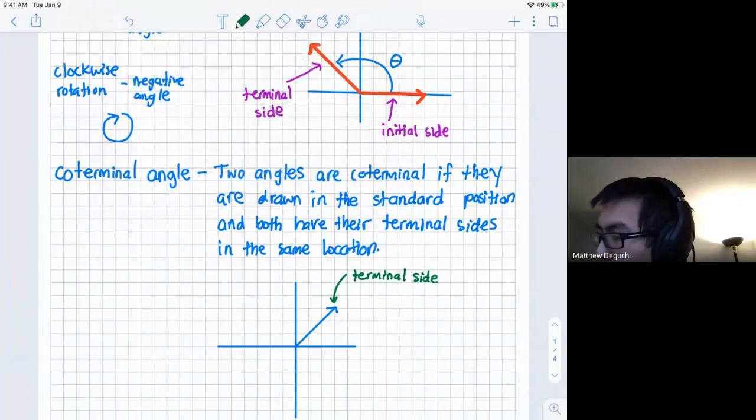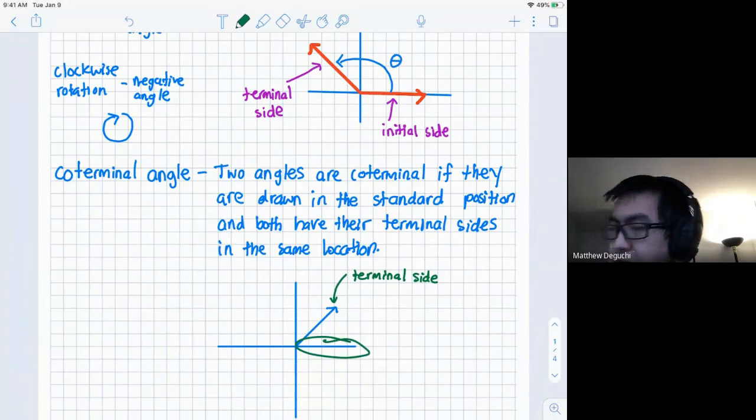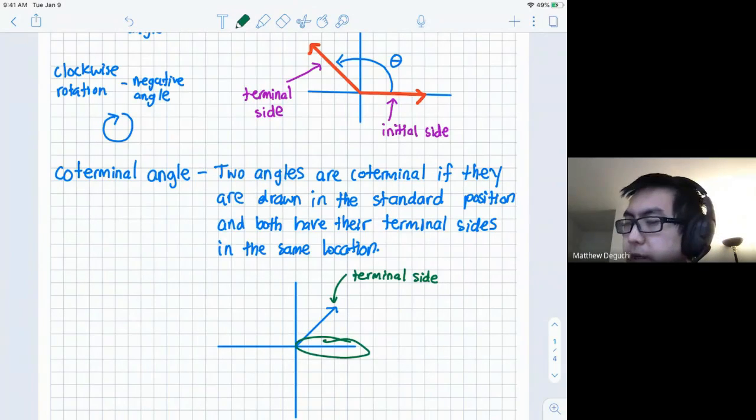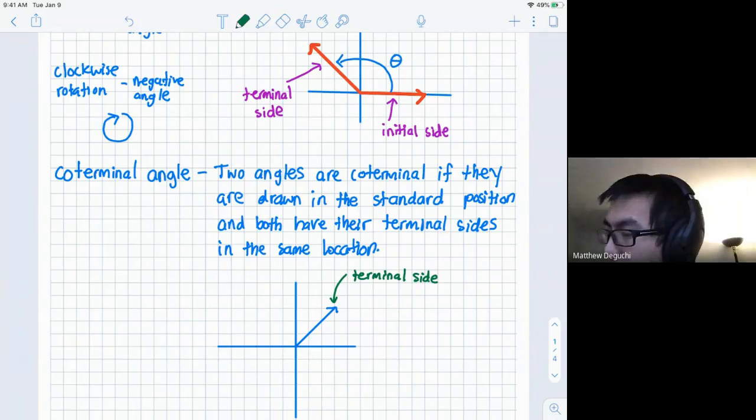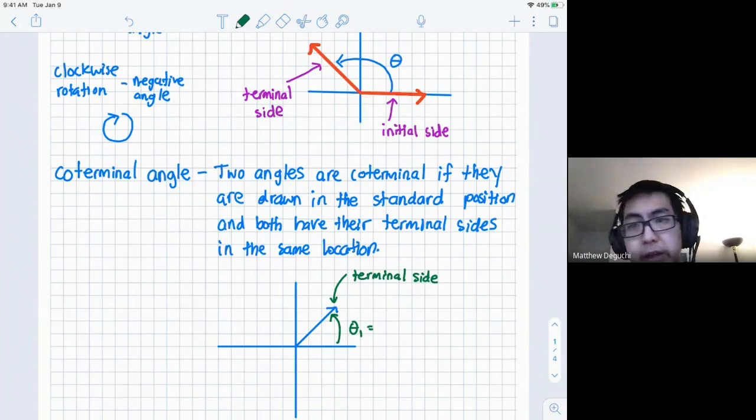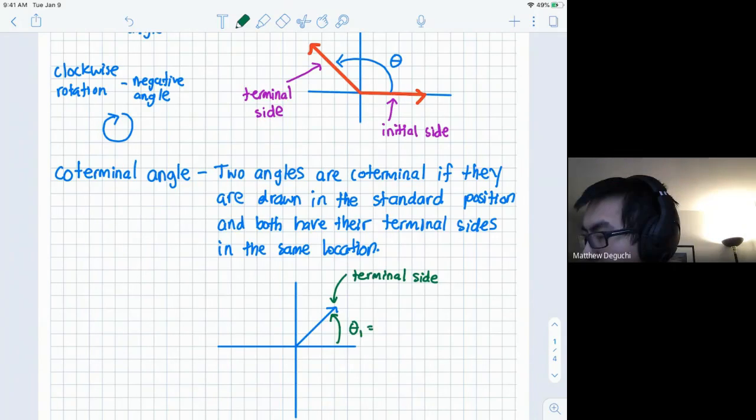So let's say you made an angle in standard position. Remember, this is always the starting point, the positive x-axis. And you go from the initial side to the terminal side. And let's say this is called theta 1. Remember, theta is just an angle measurement, and let's just say that's 45 degrees.